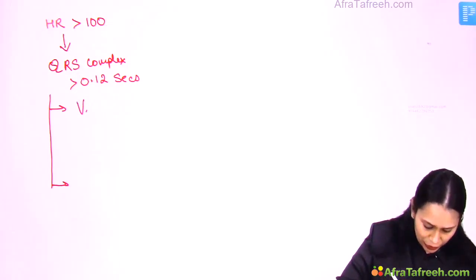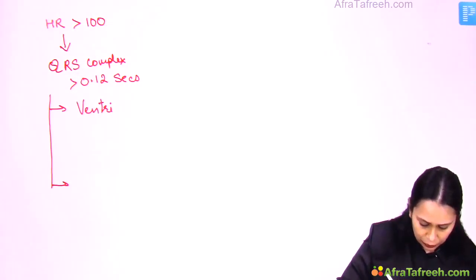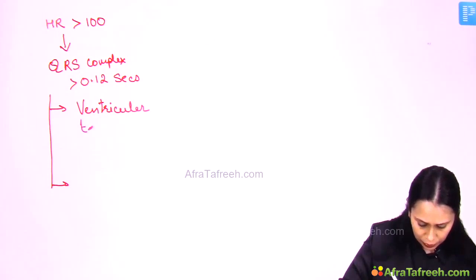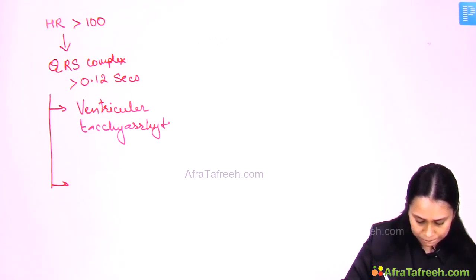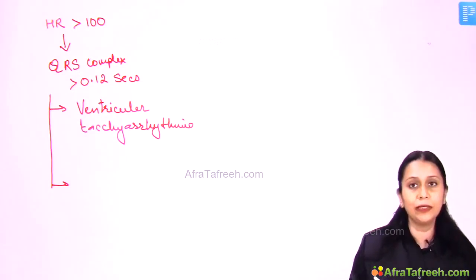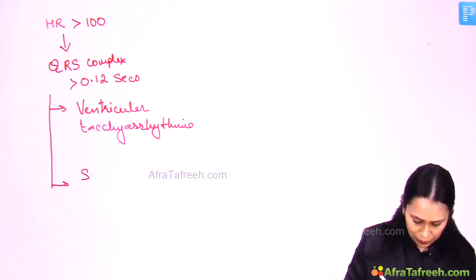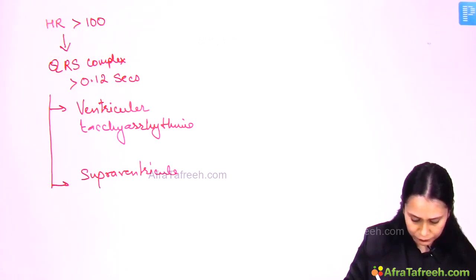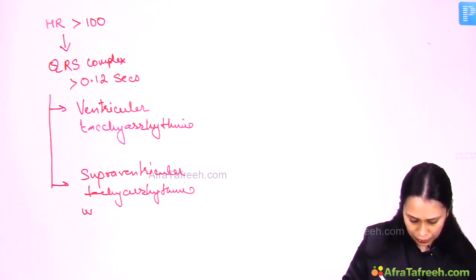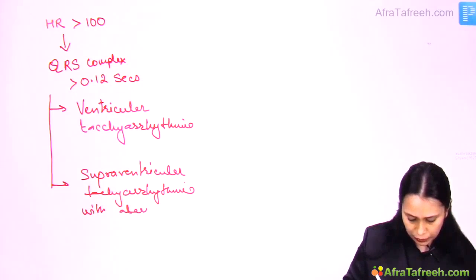First one is ventricular tachyarrhythmia, and the second one is supraventricular tachyarrhythmia with an aberrant pathway.